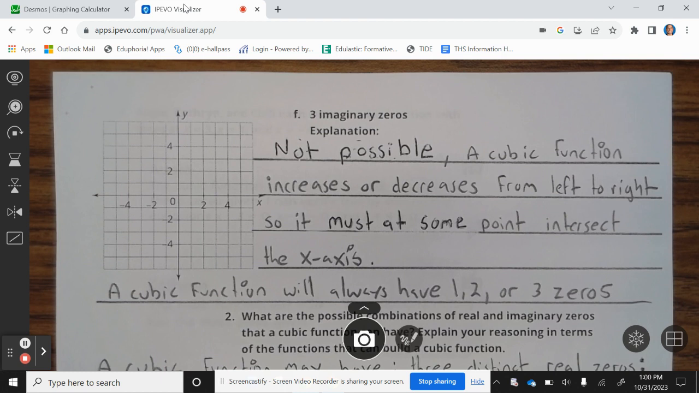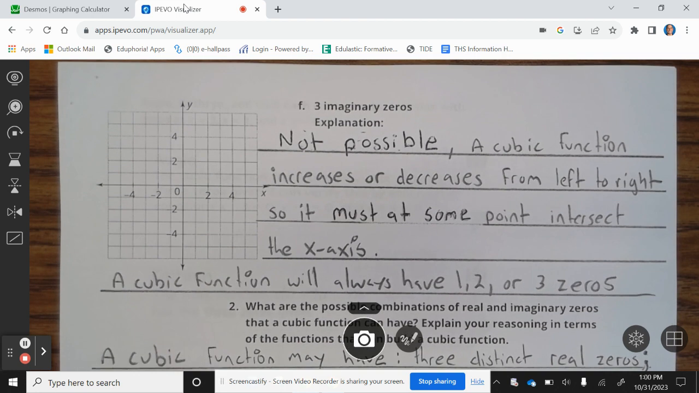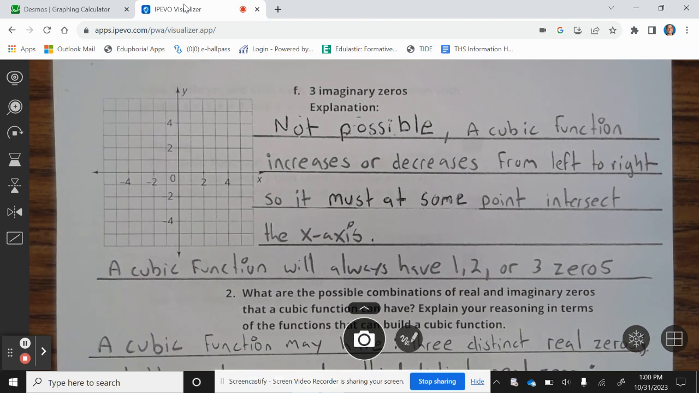All right, 1F. 3 imaginary zeros. It's not possible. A cubic function increases or decreases from left to right, so it must at some point intersect the x-axis. A cubic function will always have 1, 2, or 3 real zeros.